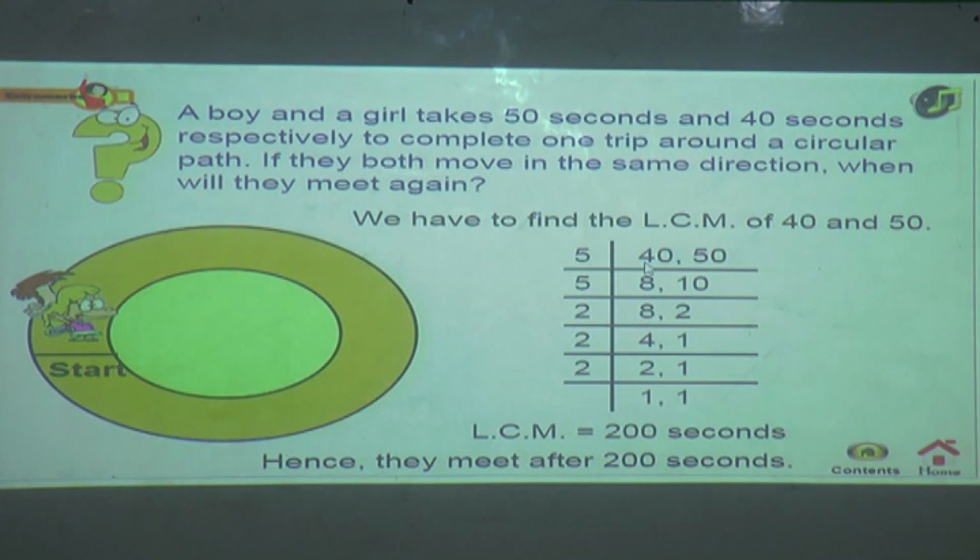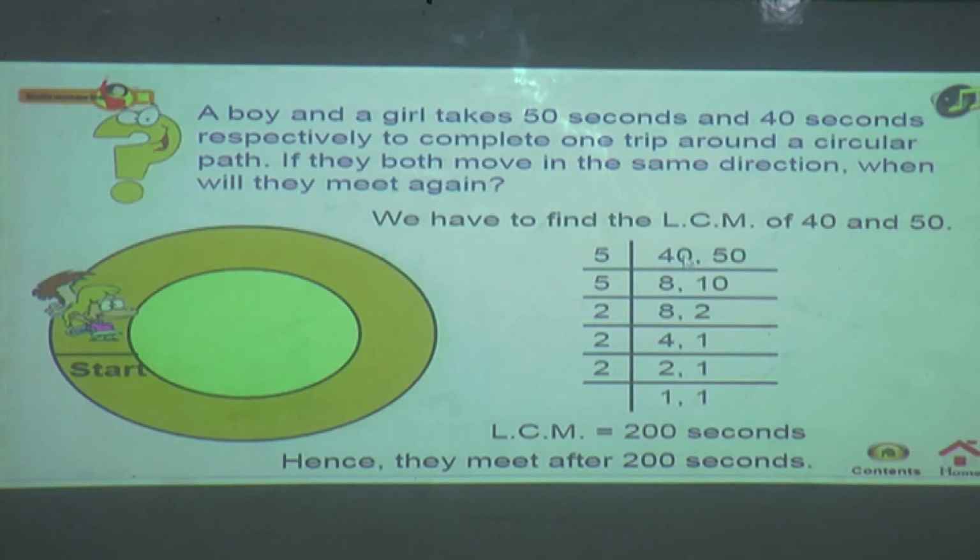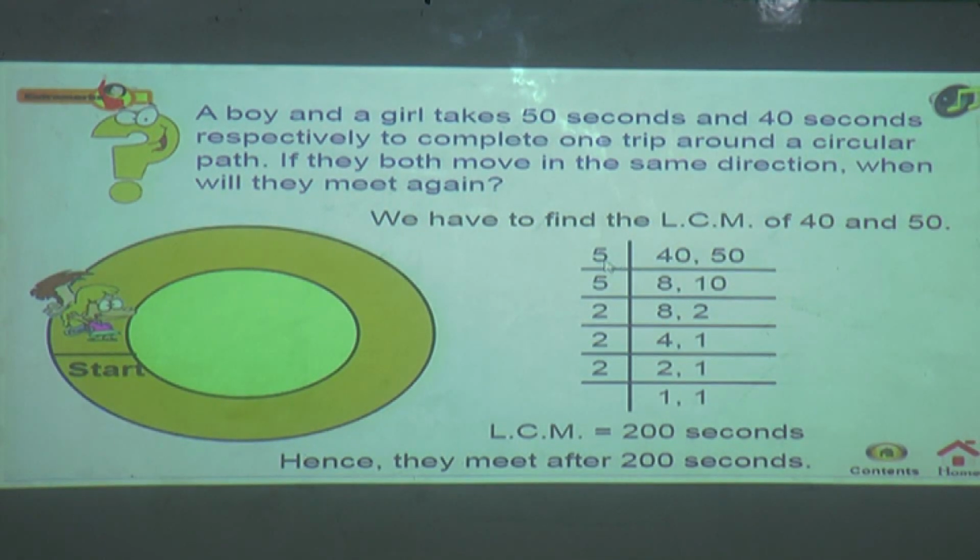As we know, in the division method of LCM, we have to take both the numbers and find the common multiple. So 5 8s are 40 and 5 10s are 50. Now again we can take 5 because 10 is divisible by 5. 8 is not divisible, so we keep 8 as it is, and 5 2s are 10.